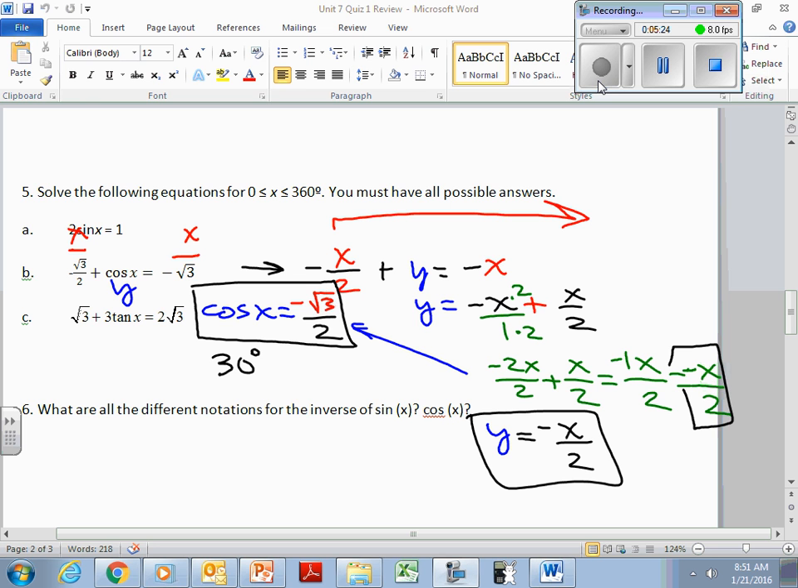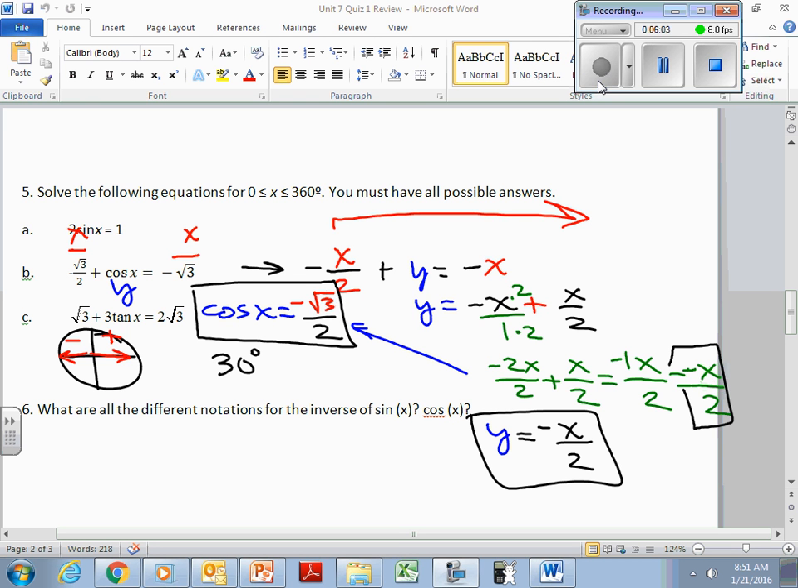30 degrees starts it off. When you look at your chart, you're going to look for 30 degrees, and you're going to see, okay, is there a negative radical 3 over 2 at 30 degrees? There won't be. So on the little circle, cosine either goes to the right with a plus sign, or it backs up and goes to the left with a minus sign. Left or right, that's the only way you get cosine.